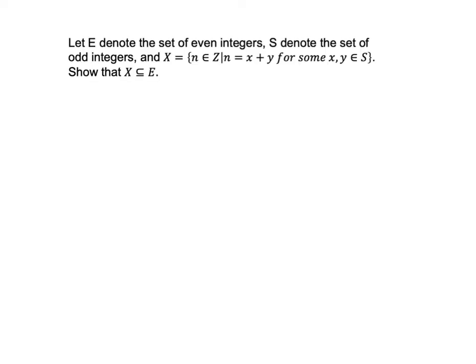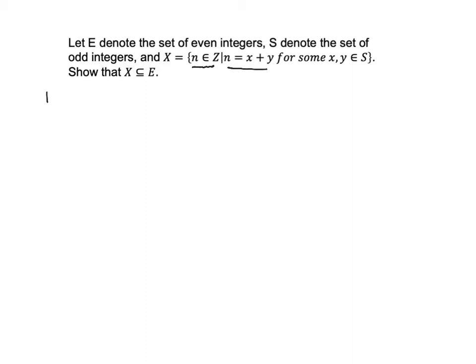Here we get some practice in verifying set containment. We let E denote the set of even integers, S will denote the set of odd integers, and then we have this set X, where if you parse this set notation, it's telling us that X is the set of all integers that have the property that they are the sum of two odd integers. So we want to show that this X is a subset of E, the even integers. Okay, well, how do we do that? Every subset proof begins essentially the same way.